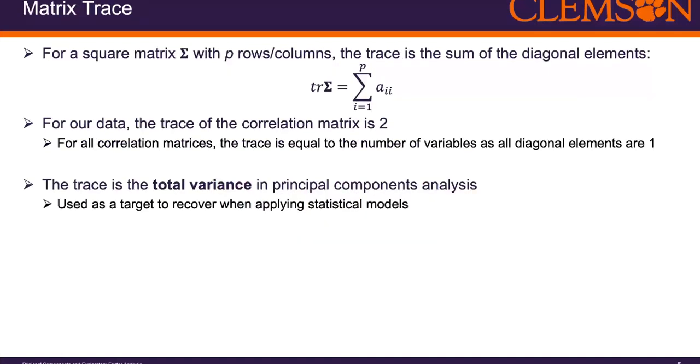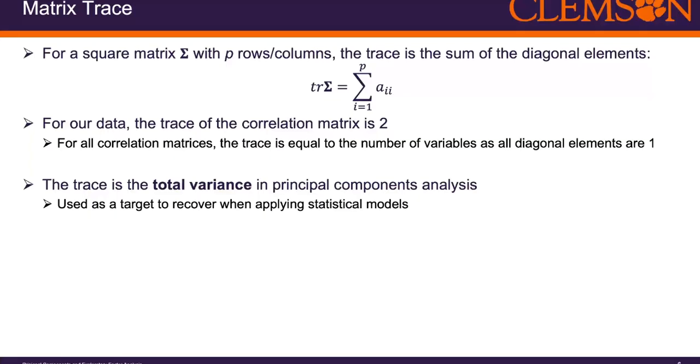One thing we need to define is the trace of a matrix. If you have a square matrix, I'll use the little letter P to denote the number of columns and rows. Remember, a square matrix is one where the number of rows is equal to the number of columns. We define the matrix trace as the sum of the diagonal elements. You go down the diagonal and add up all those values. So that matrix here.